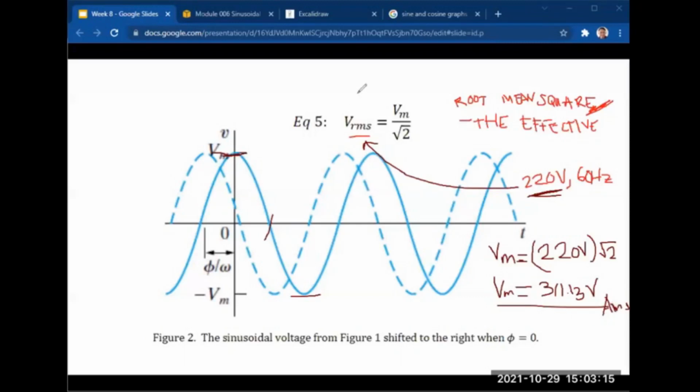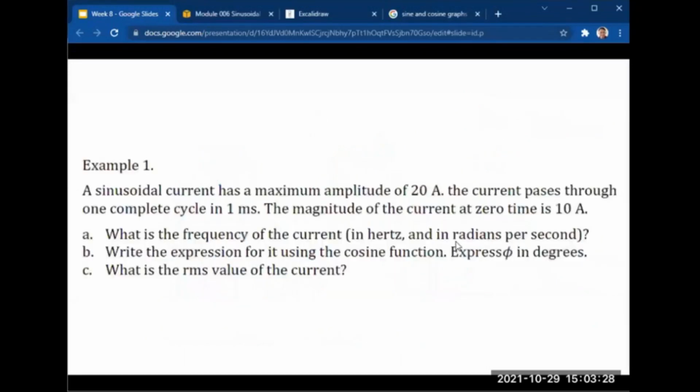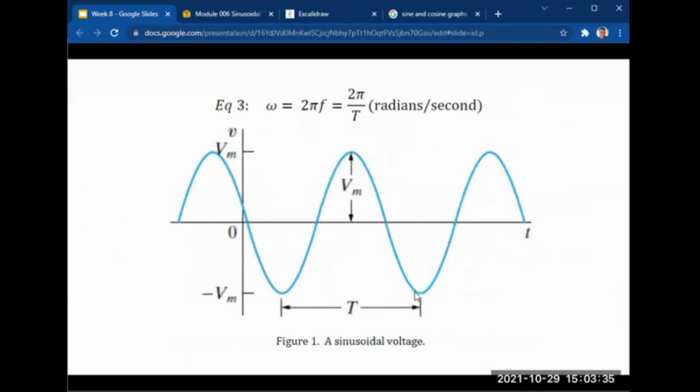So that is our root mean square or RMS voltage. Okay, so let's proceed. So we have an example here. Before we solve an example, let's recap what we have discussed so far.